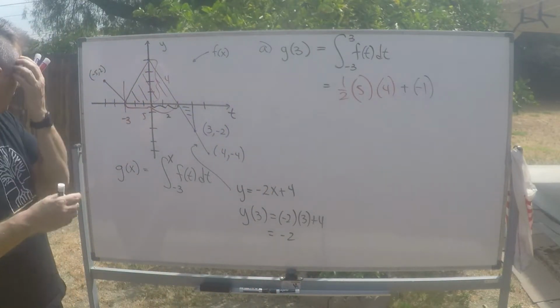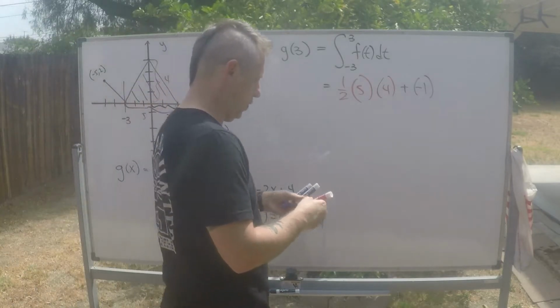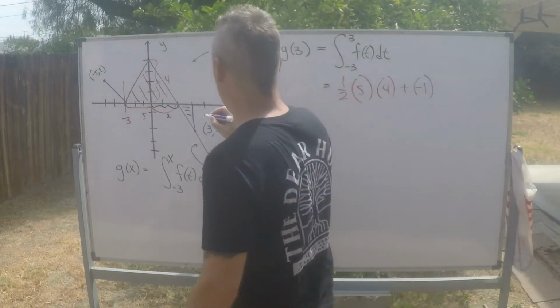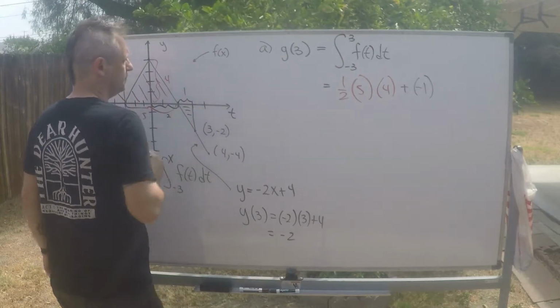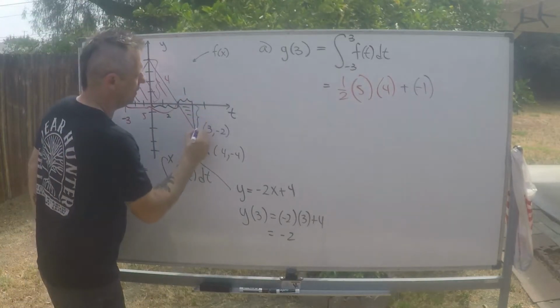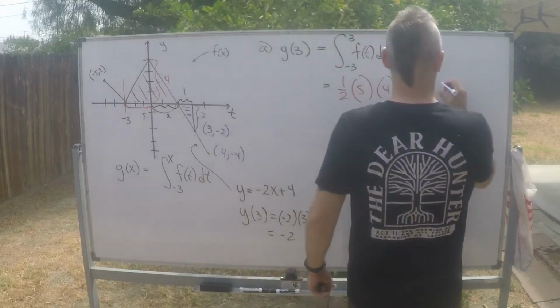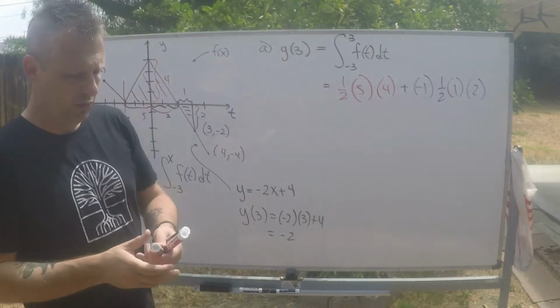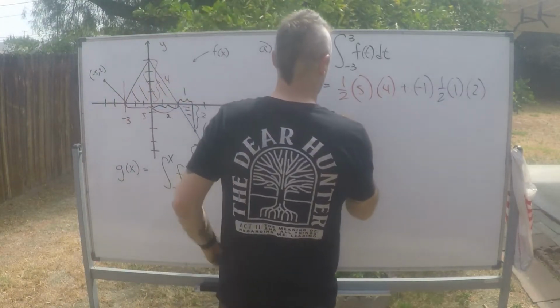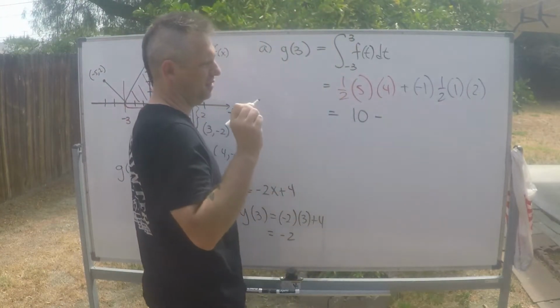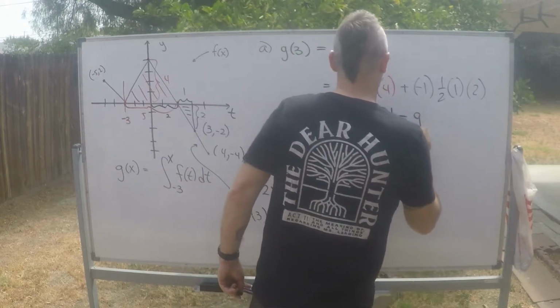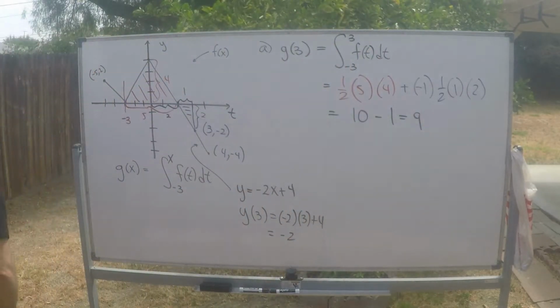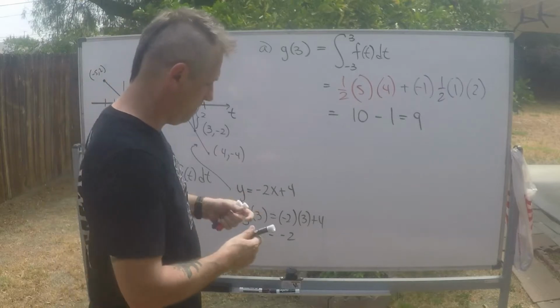So, therefore, the area of this triangle is 1/2 base times height. The base here is 1, and the height here is 2. Altogether, if you do the arithmetic here, you're going to get 10 minus 1, which is 9. Perfect. So that is the first part of the problem. Okay, so now on to part B.